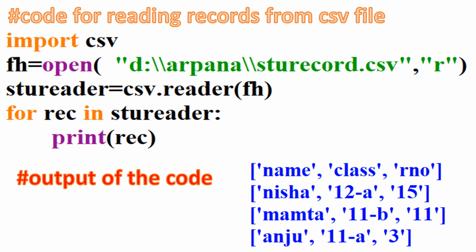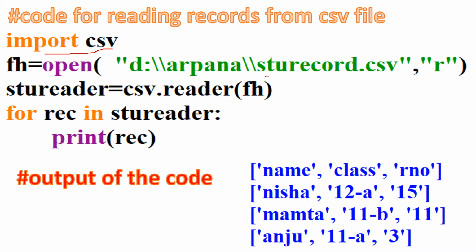So this is the code for reading the records from the CSV file. The first step is to import the module, that is the csv module, and you know how to import it by writing the import statement and the module name, which is csv. Now next is to open the file.